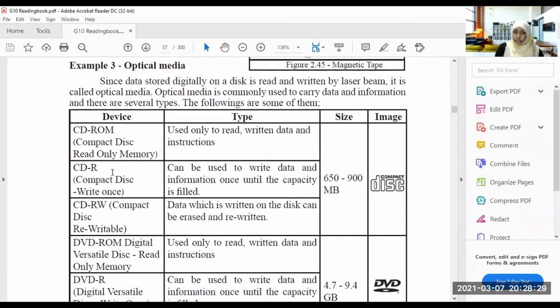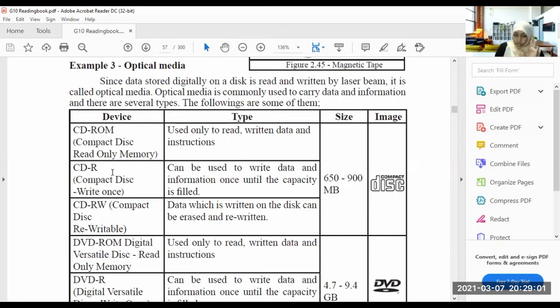CD-R is compact disk write once. Write once means that in this CD you can only write one time. You insert the CD, you store data and information in the CD, and that's it. After that you can read it, but you can't write on it, only once.